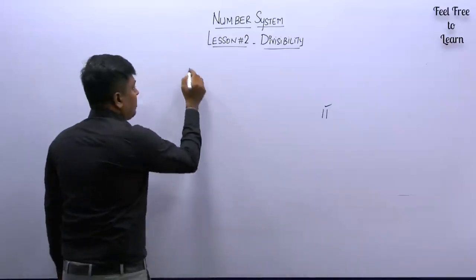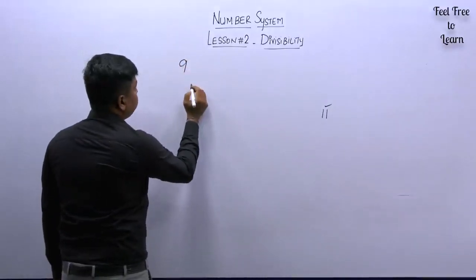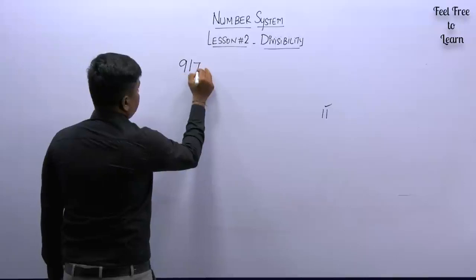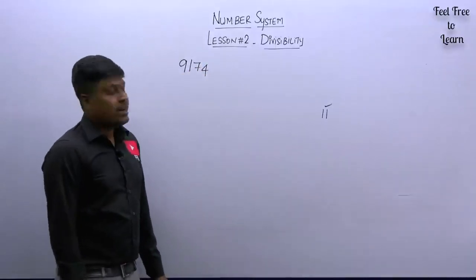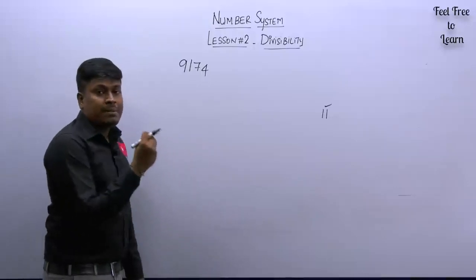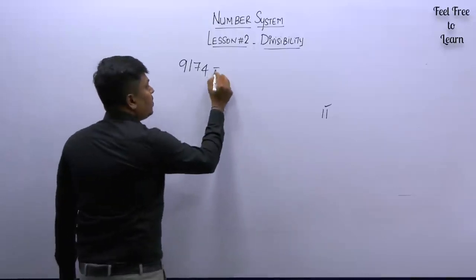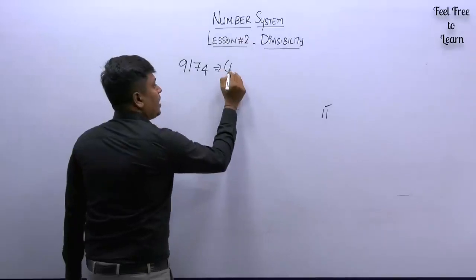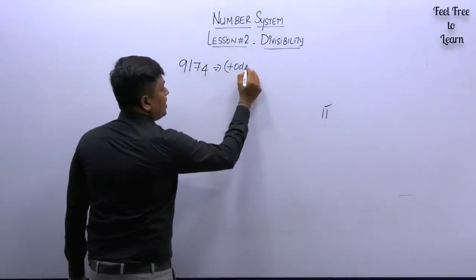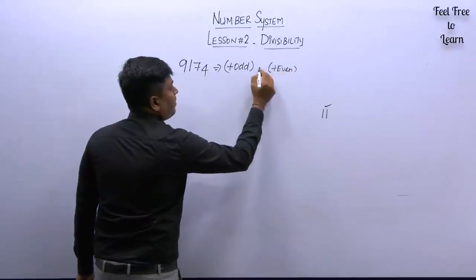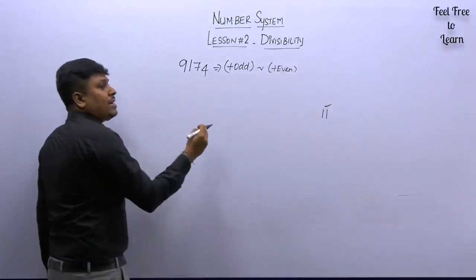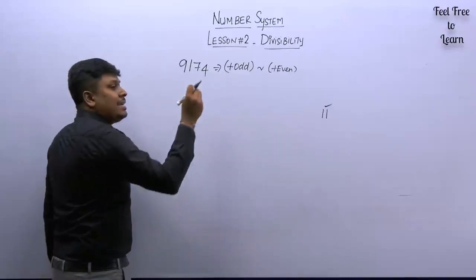So let me take an example question. 9174. The divisibility rule of number 11 will be very easy. What you need to do is add all the odd digits, add all the even digits, and find the difference. And you need to check whether the final answer is divisible or not.